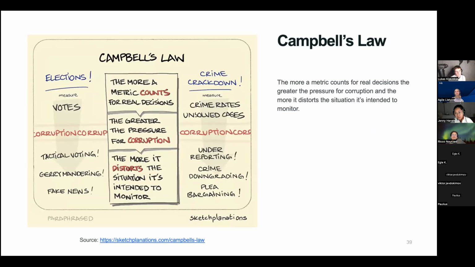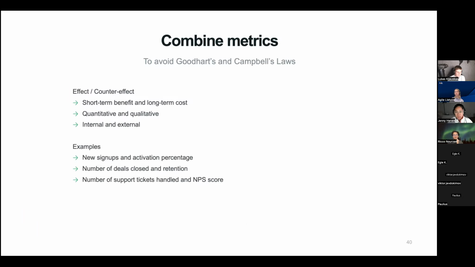Okay, Campbell's Law. This is a really gnarly one, because the more that a metric counts for real decisions, the greater there is a pressure for corruption, and it distorts the situation that it's intended to monitor. And we see this happening in elections and all sorts of stuff, right? This happens. It's kind of human nature. It's terrible. And so how do you respond to this, Jenny?